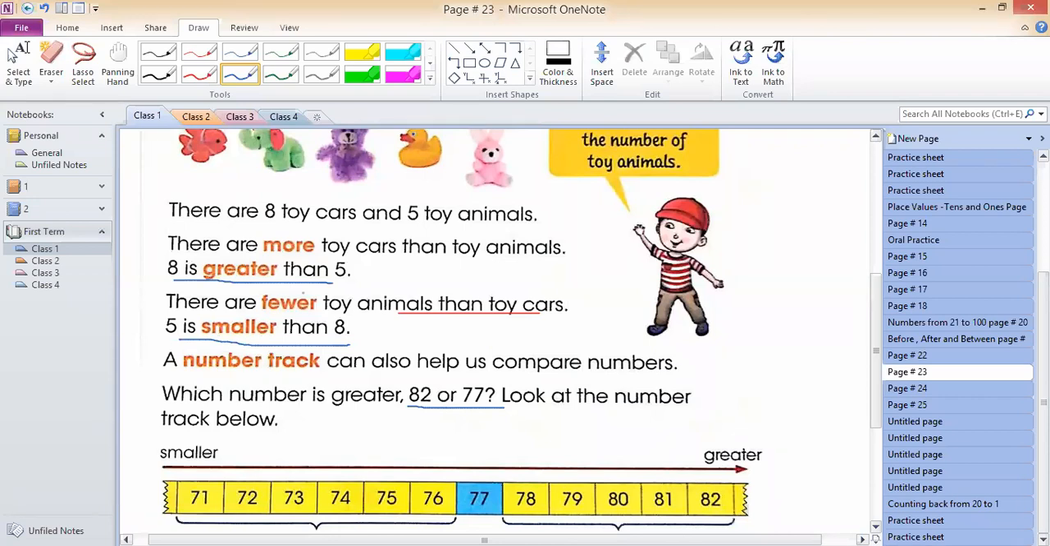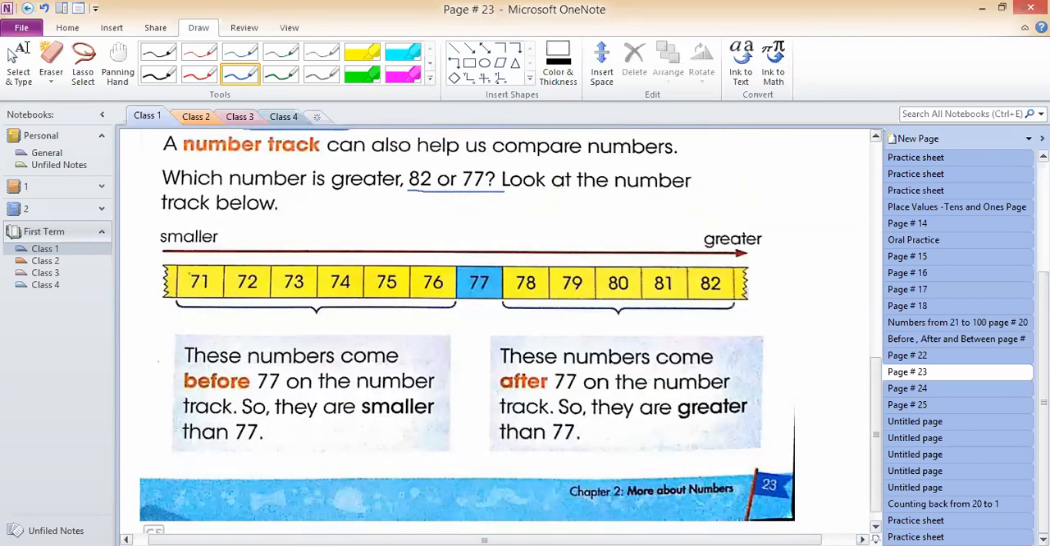Look. This is the number track starting from 71 to 82. Which number is greater, 82 or 77? The numbers greater than 77 will come after 77. These numbers come after 77 on the number track, so they are greater than 77. Whatever number comes after 77 is bigger than 77. And whatever number comes before 77, all these numbers are smaller than 77.